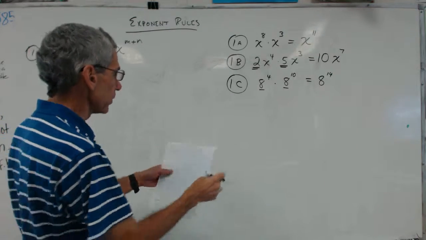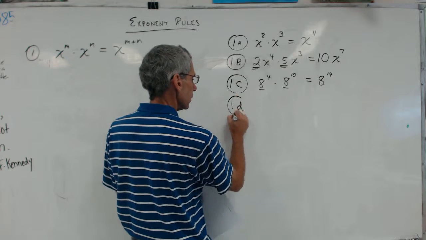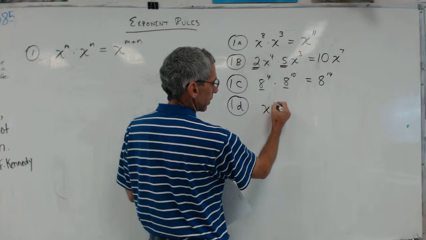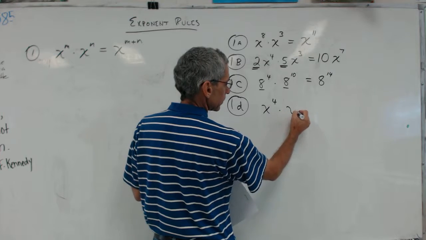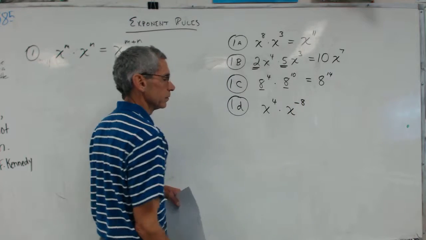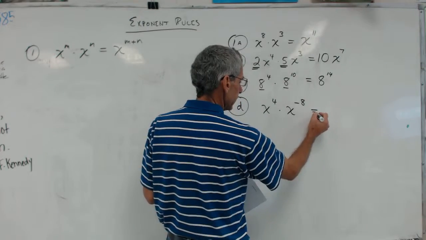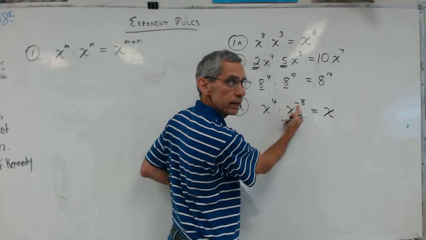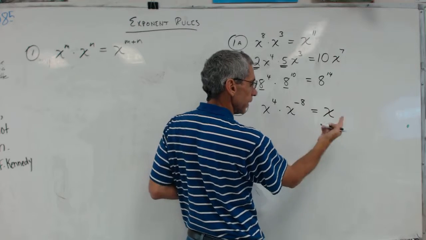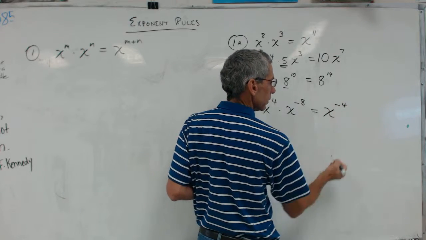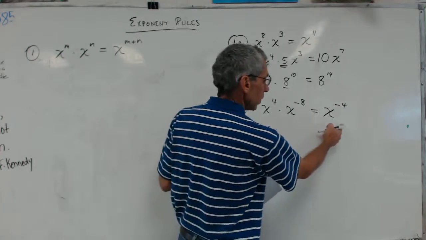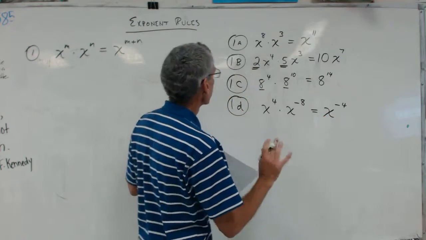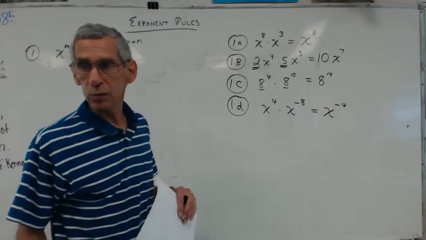Let me think if there's any other kind of problem. Yeah, one more, 1d. Let's say I gave you x to the 4th times x to the negative 8. Same bases, right? So I write the base, which is x, and then it's 4 plus a negative 8, which is 4 minus 8, which is negative 4. Eventually we're going to talk about a way to go one step further from there. But it's okay for now to just write it as x to the negative 4, okay? So those would be all the examples of that particular rule, okay?